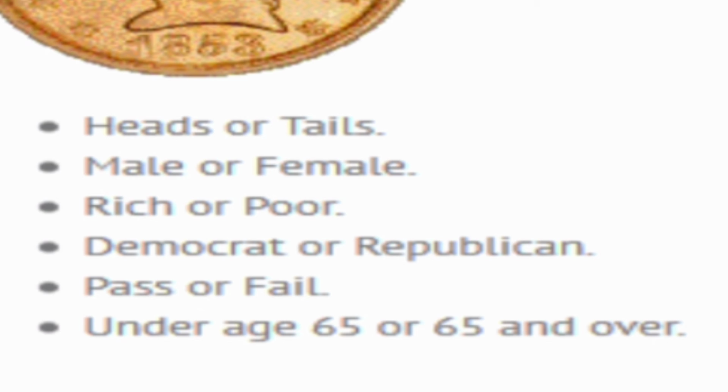There are various examples of dichotomous variables, like heads or tails, male or female, rich or poor, Democrat or Republican, pass or fail, under age 65 or 65 and above. So basically it takes only two values. That is what a dichotomous variable is.